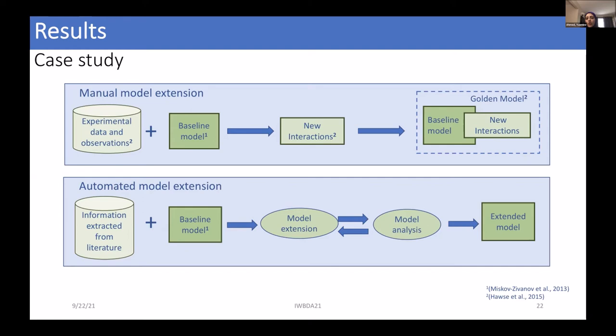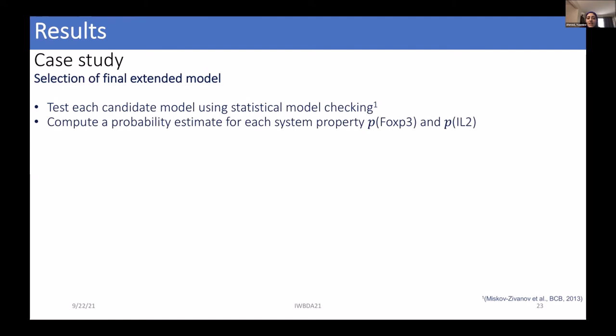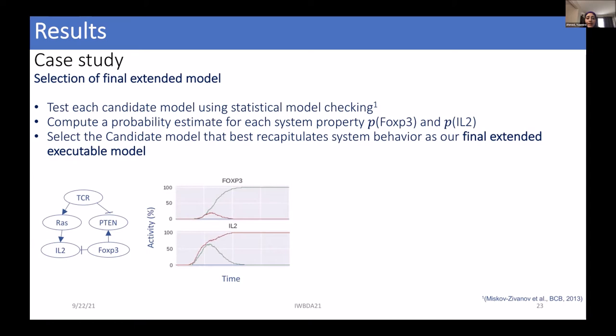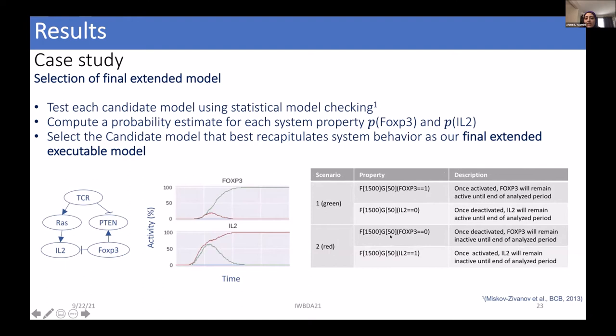So how do we select the final extended model? We test each candidate model using statistical model checking, and we compute a probability estimate for each of the system properties. The system properties are basically properties of the dynamic behavior of some key elements such as FOXP3 and IL-2. And then we select the candidate model that best recapitulates system behavior, or that satisfies as many properties as possible. So this is an example of some interactions from the T-cell differentiation model. And this is the dynamic behavior of FOXP3 and IL-2 in the 3 different scenarios. And this is how the properties look using the BLTL expressions. And this is the description of each of these properties.